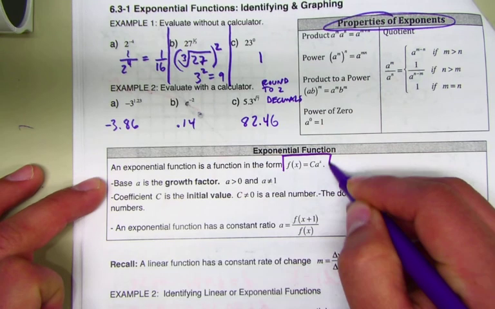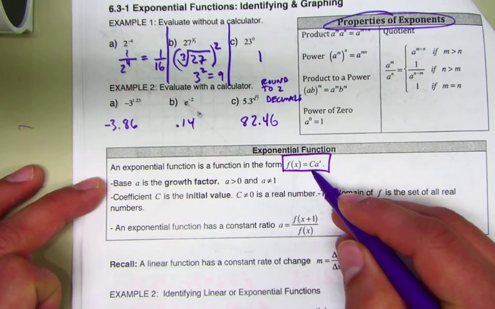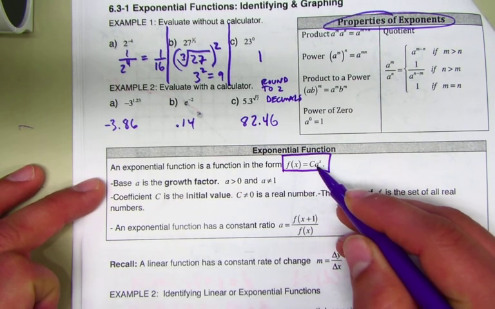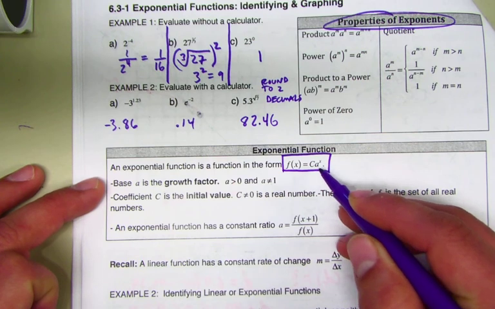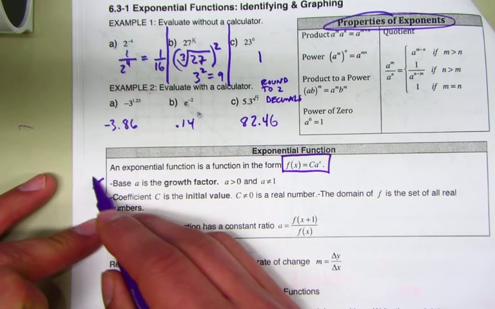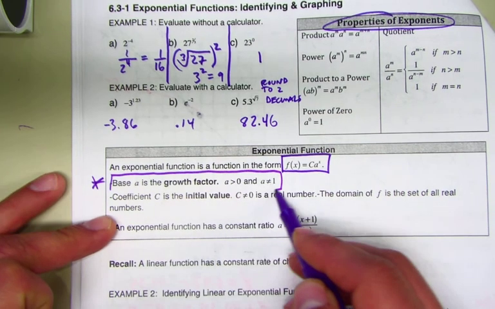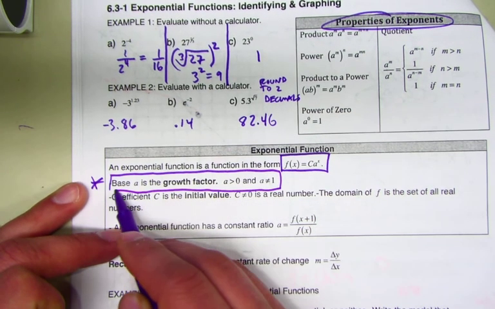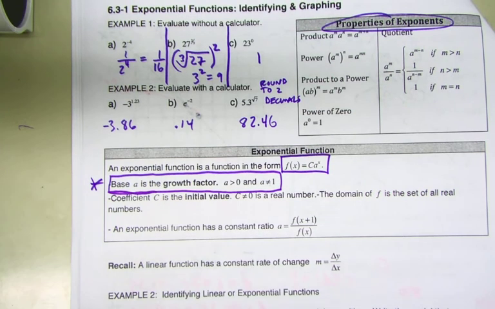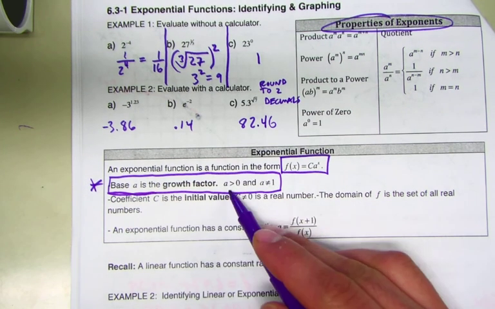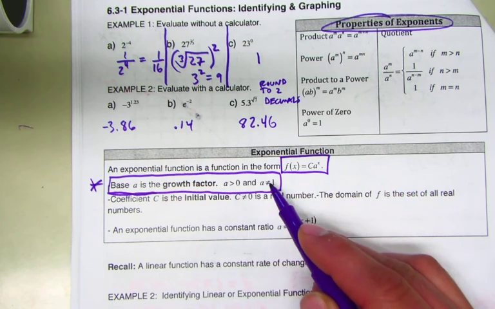Okay? All right, so let's talk about an exponential function. Here's the format for it. Typically you have some constant and then a base, okay, to a power. This is very important here. This base, A, is typically called a growth factor. Okay? We want it to be positive, and we never want it to equal 1.